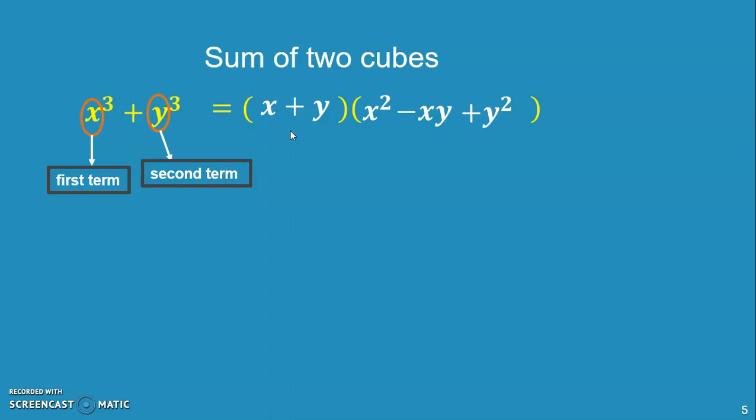Pag ang given is the sum of two terms, meron tayo the first term plus the second term. Then, square of the first term minus the product of the first and the second term plus the square of the second term. Ito ngayon ang ating factored form ng sum of two cubes.